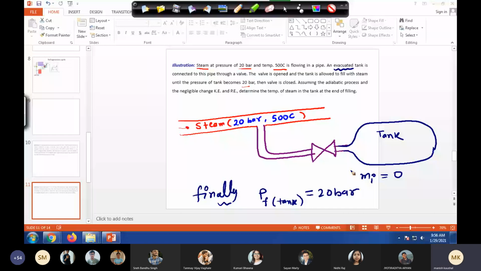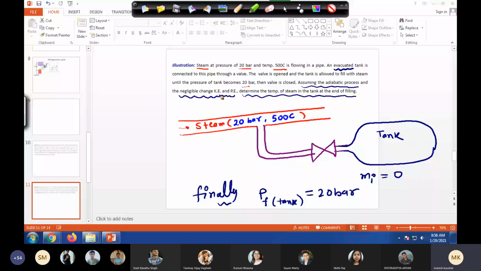So determine the temperature of the steam in the tank at the end of filling. That is the question that has been asked. Assume it is an adiabatic process, so let's say it is covered from all sides. And you have to neglect the macroscopic K and P. This problem we are going to solve.